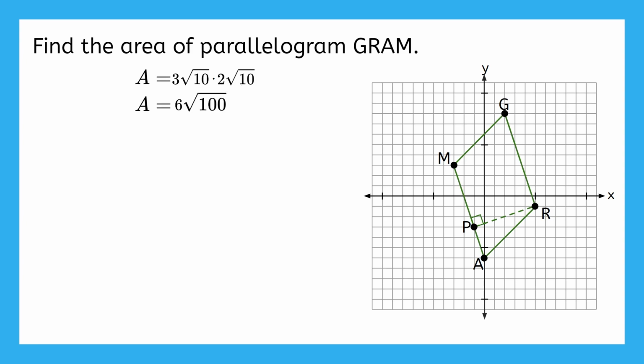Do you see anything else I can do here? Yep, I can simplify √100, and that'll actually just make 10. So I can continue simplifying by doing 6 times 10 to get a final answer of 60 square units for the area of parallelogram GRAM.